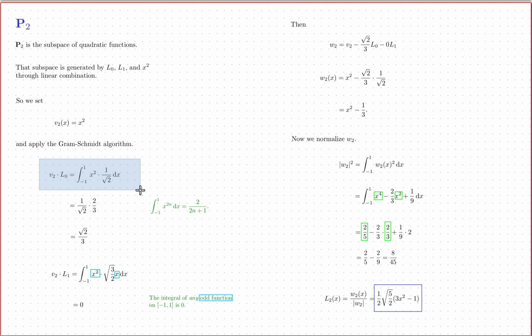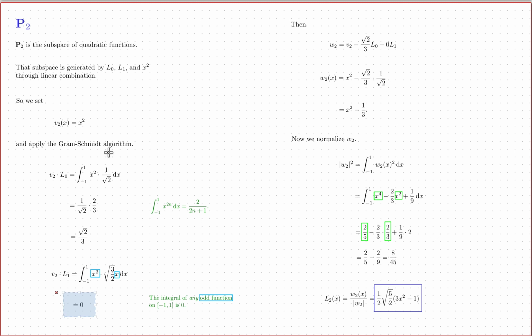V2 dotted with L0, that's this integral, but here's the thing. We've got a constant of 1 over radical 2, and then we're integrating an even power of x, so we use our trick. We know the integral is going to be 2 over the power plus 1, so it's going to be 2/3. Okay, and this simplifies down to radical 2 over 3. The dot product of V2 with L1 is the integral of x squared times radical 3/2 times x. If you multiply these x's together, you get x to the 3rd power. That's an odd power, and we know that any odd power of x has an integral of 0, so that's going to come out to be 0.